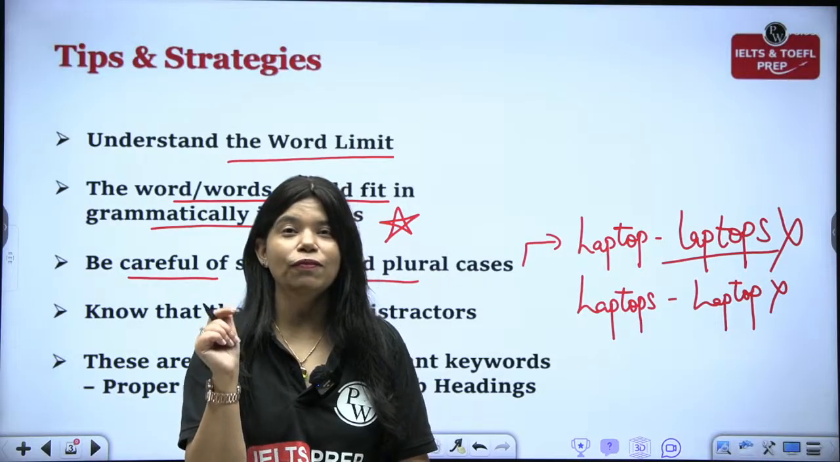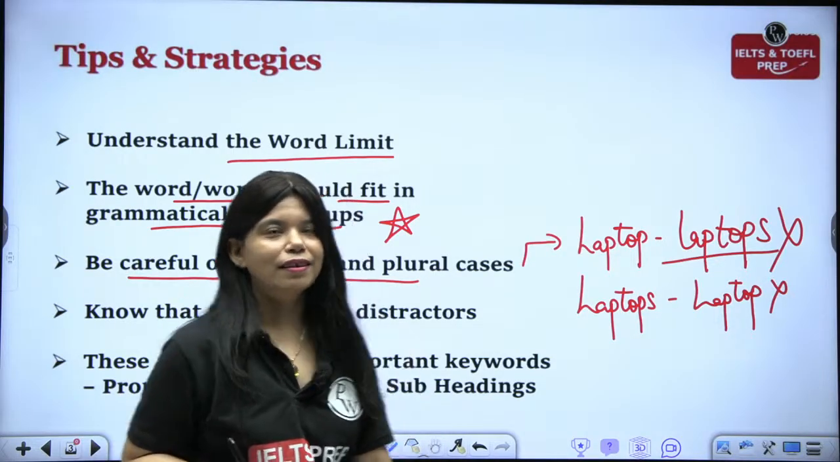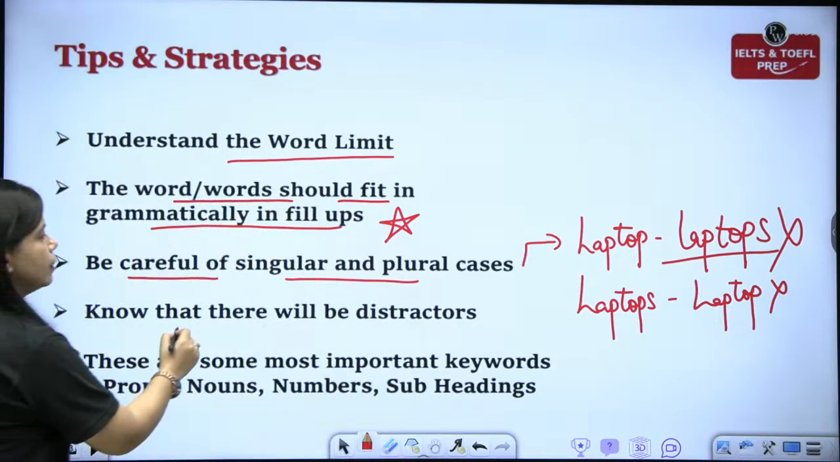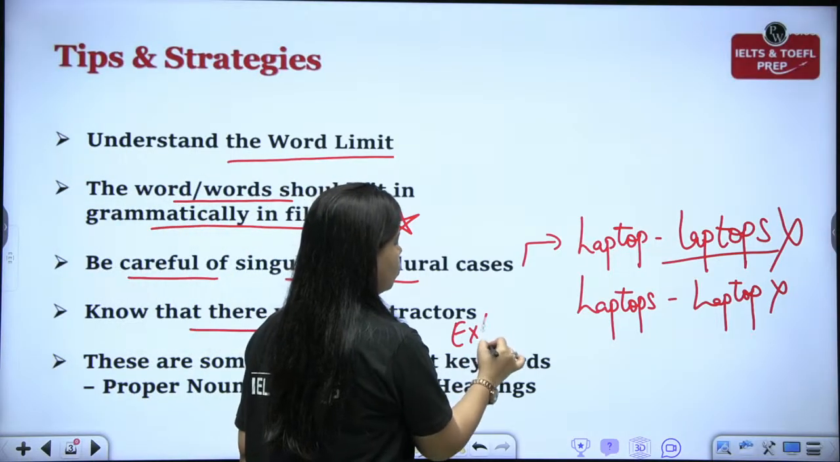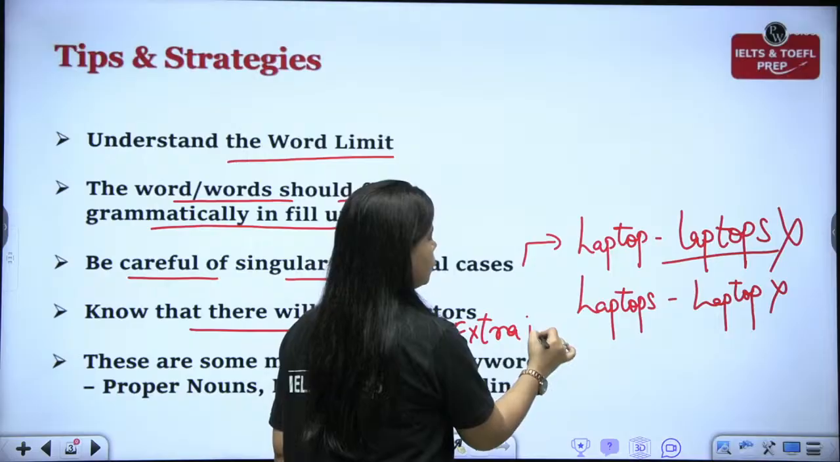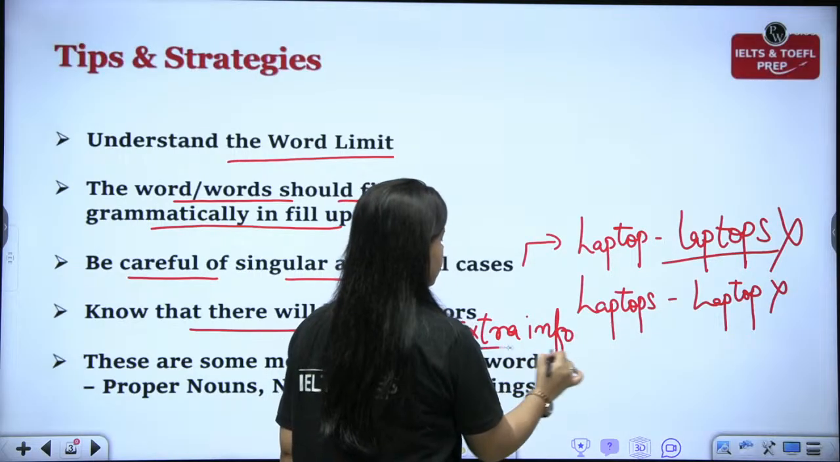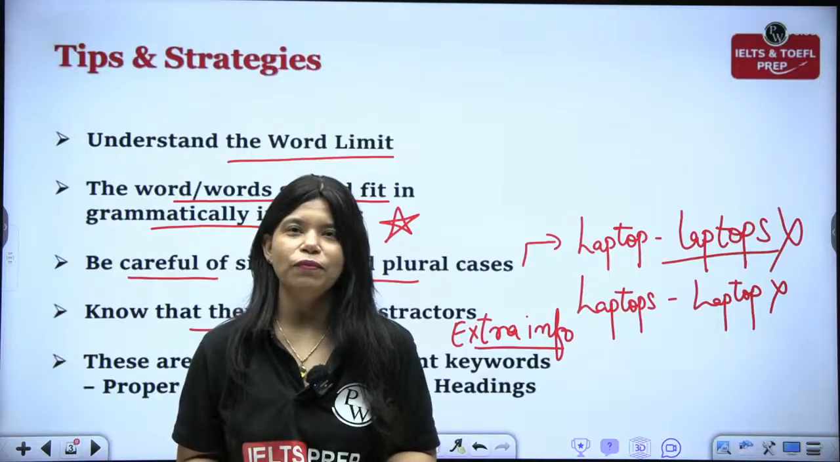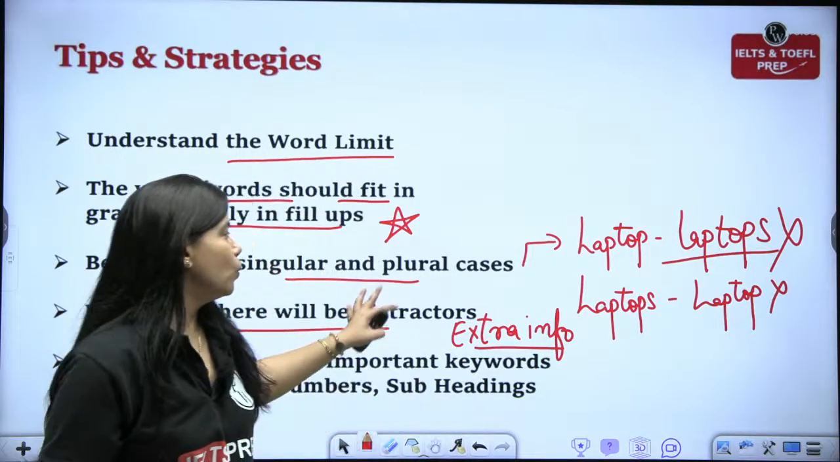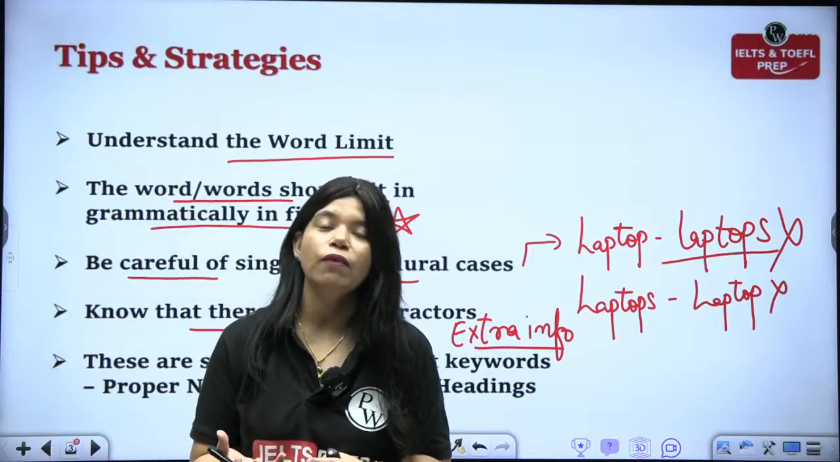So be very careful of those S sounds. Right? Moving on, know that there will be distractors. Distractors means extra information. देखो IELTS है. Question paper कौन set करता है? Cambridge Assessment English. They have high standards. They are not going to make it a piece of cake for you. Right? But if you know these things, you can make it a piece of cake for yourself.